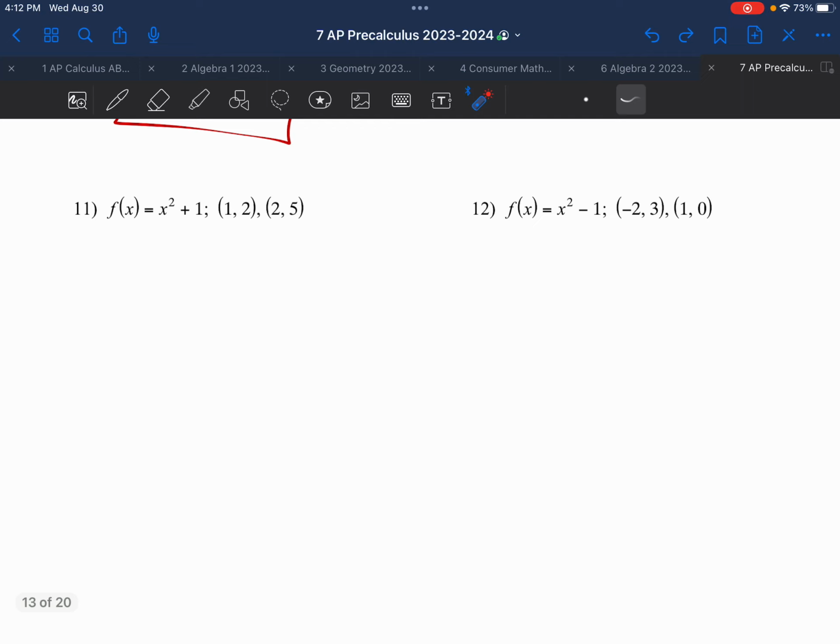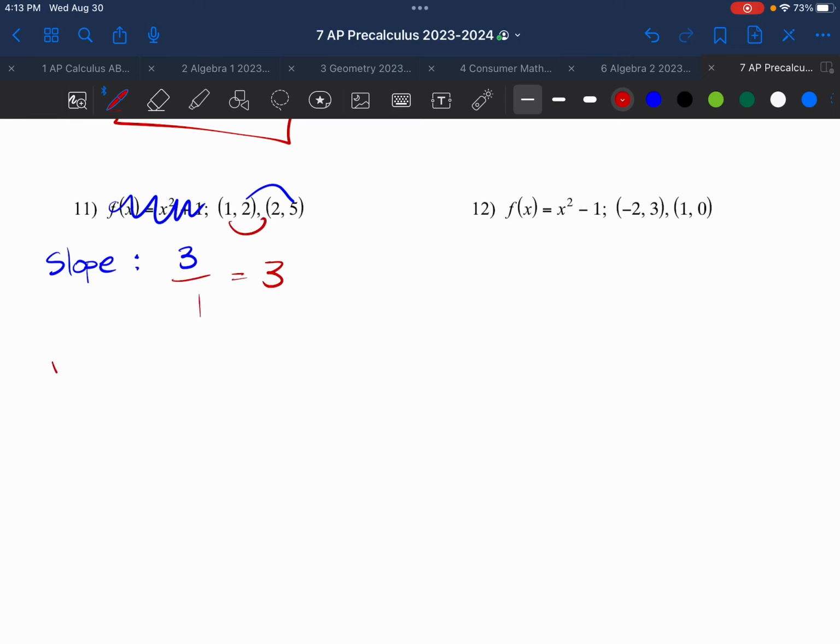All right, so again, I'm going to be starting here with slope. Ignore the equation, it doesn't even matter for these types of problems. The slope is the change in y, so 2 to 5 is a +3. How much did we change from 1 to 2? We went up 1. The slope here is 3. The y-intercept, we have to do a little bit of math to solve, and here we go.